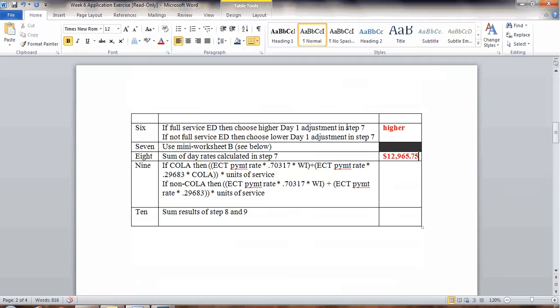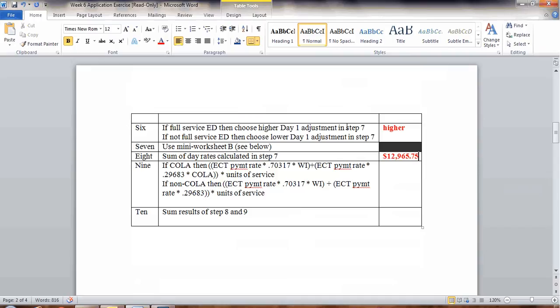Okay. So now step 9, again, we are asked a COLA question, and you had determined whether or not this is a COLA eligible facility back in step 2. So if this is a COLA eligible facility, you would use this first calculation, and all of these factors are given to you. And if it's a non-COLA, then you're going to use the second calculation. And again, all of these factors are given to you.